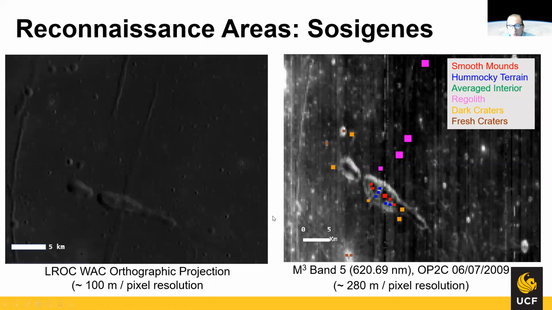So a similar analysis was performed for Sosigenes. We extracted spectra again from the smooth mounds, the hummocky terrain, the regolith, the dark, more mature craters this time, and the fresh, immature craters, and finally the average interior of the Sosigenes IMP as a whole. So reconnaissance of this region again revealed that the compositions were initially indicative of pyroxene due to noticeable absorptions near the 1 and 2 micron bands.